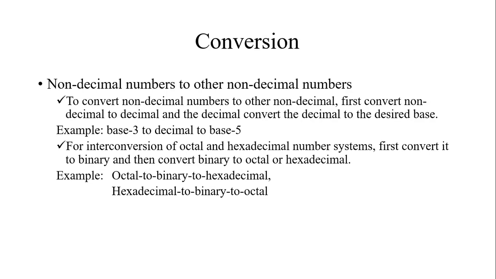Non-decimal numbers to other non-decimal numbers. To convert non-decimal numbers to other non-decimal numbers, first convert the non-decimal number to decimal and then convert the decimal to the desired base. For example, to convert base 3 numbers into base 5 numbers, first convert base 3 into decimal and then convert decimal to base 5.